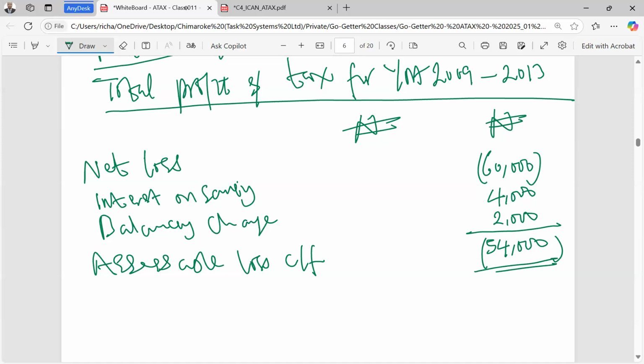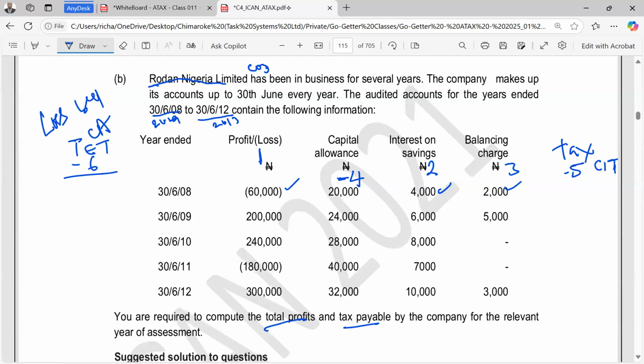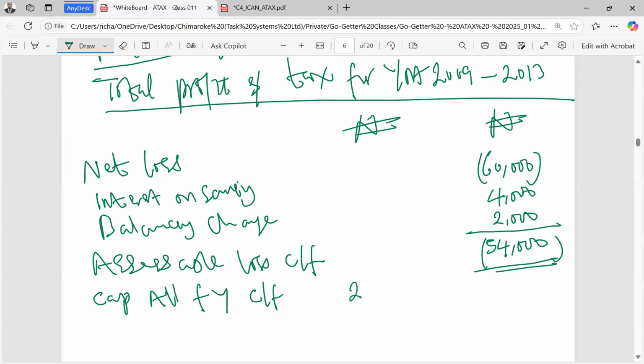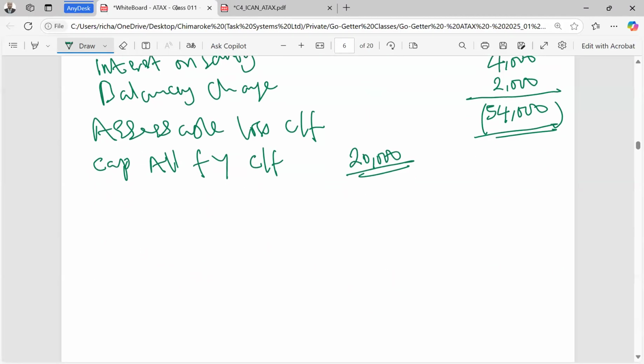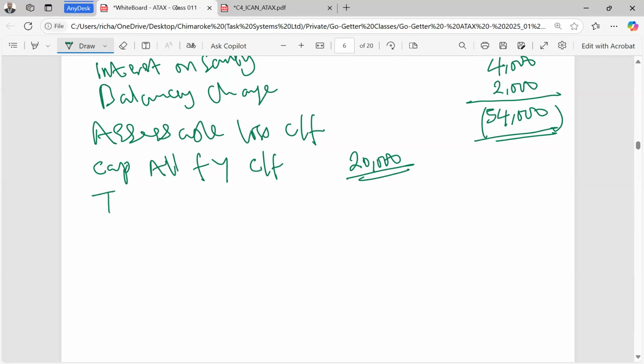Then we'll just bring our capital allowance. Capital allowance for the year. It will still be carried forward because there is nothing to relieve it. Capital allowance for the year, we are told, is 20,000. You just bring your 20,000 here. You are carrying it forward. You can't do anything about it. Now, your total profit. Whenever you don't have any profit, whenever you have a negative assessable profit, your total profit is nil.